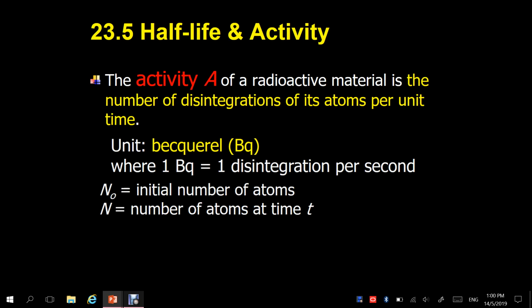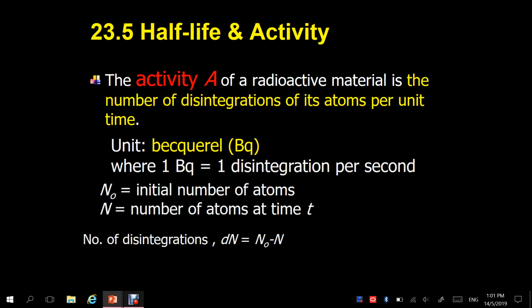If I say n naught is the initial number of atoms and n is the number of atoms left at time t, then to find the number of atoms that have disintegrated, I will have to take the initial number minus the number at time t. Say for example, n naught is 10, so I started with 10 atoms, and after some time t, the number of atoms left becomes 5. So how many atoms have decayed? I will take 10 minus 5, which is 5. So the number of disintegrations will be 5.